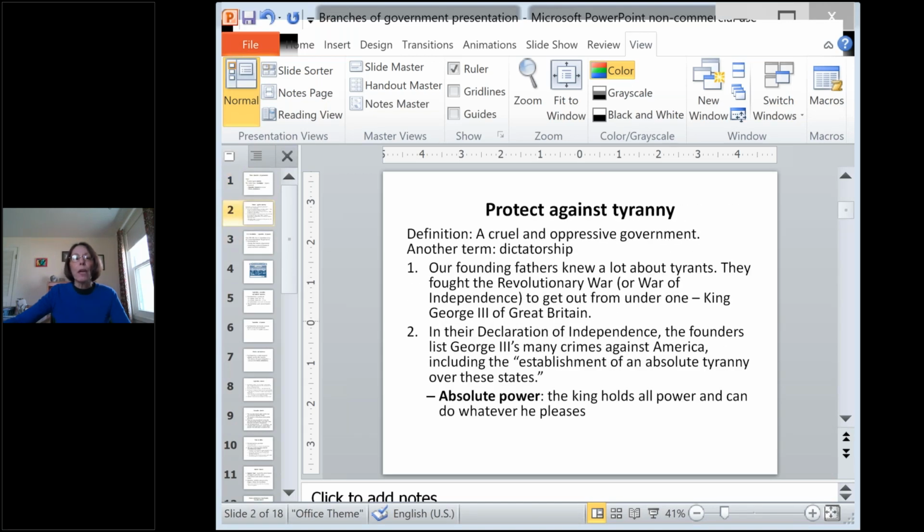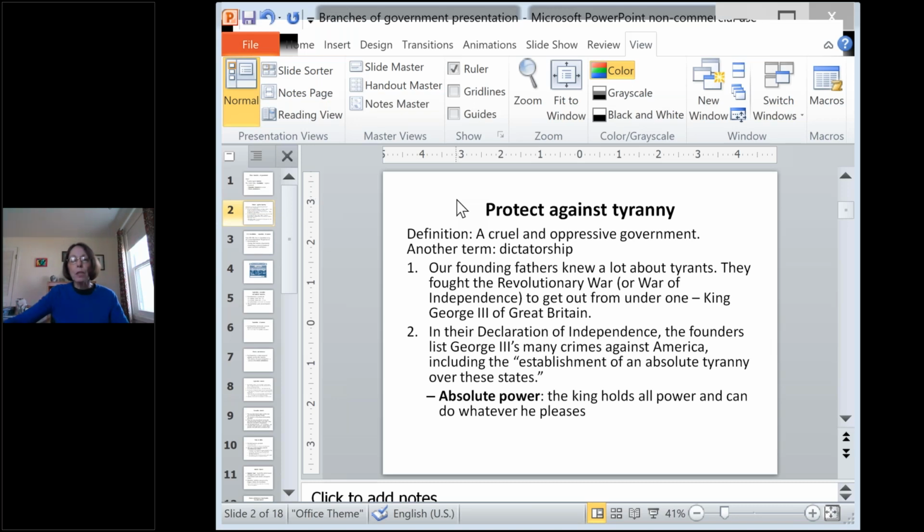Okay, first of all, we talked about protecting against tyranny. Tyranny is a cruel and oppressive government. Another term you might have heard of is dictatorship, which is just the same thing as tyranny. And our founding fathers, when they were creating the country, knew a lot about tyrants. They fought the Revolutionary War, which is also called the War of Independence, to get out from under one. A tyrant called King George III of Great Britain, because the United States, before it became a country, was part of Great Britain.